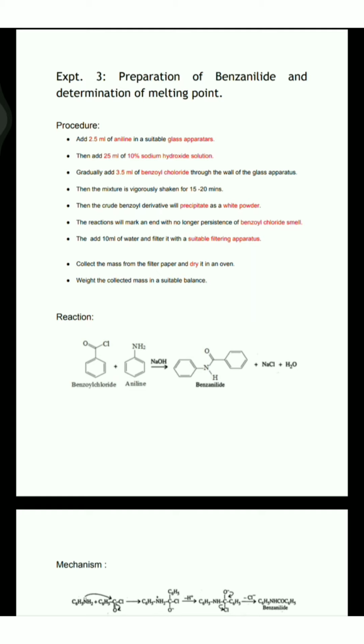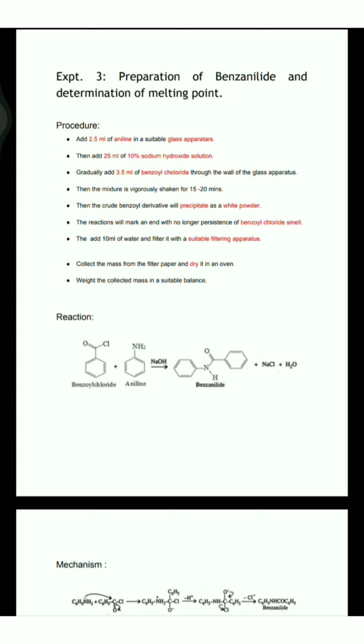We must know the literature value before drying, because if we set the temperature more than its melting point, it can char the product. So we have to previously determine the melting point of the product. Then we carry on the drying process. Then we will collect the mass and weigh it on a suitable balance. This is the total experiment we have to do.